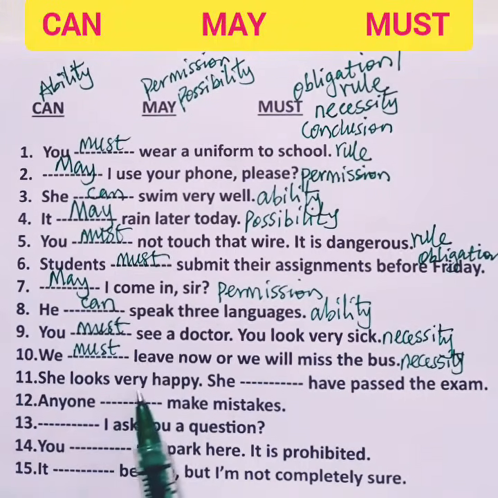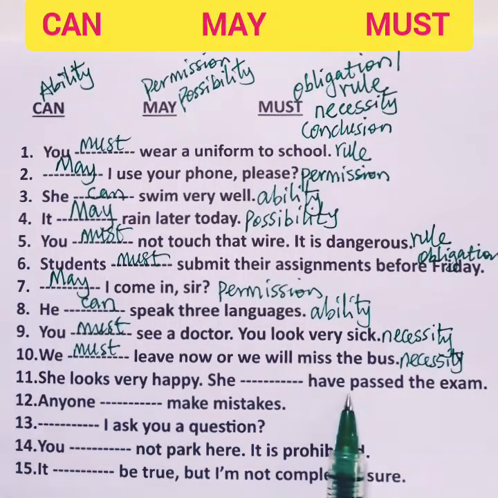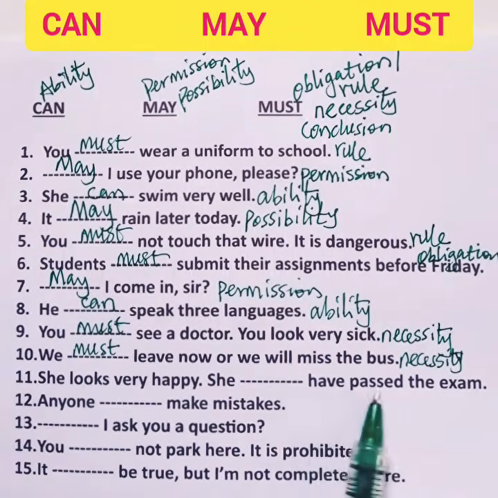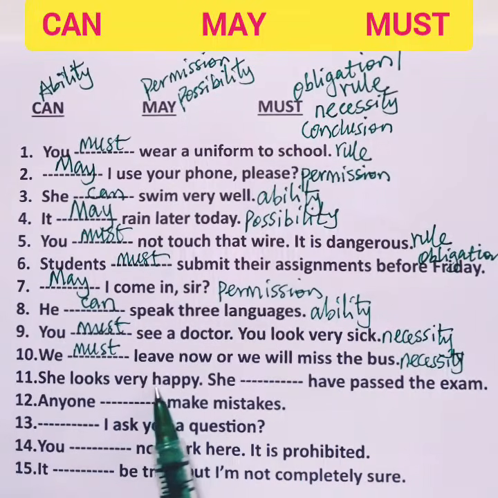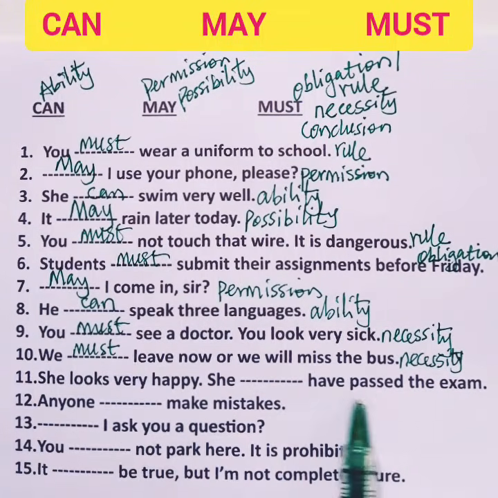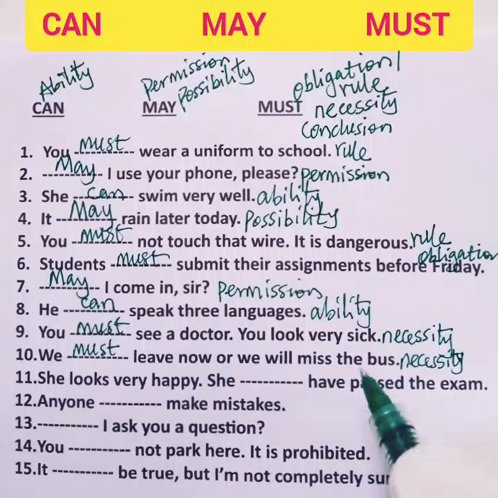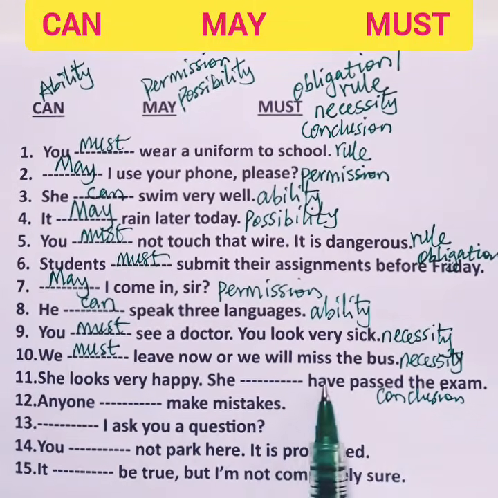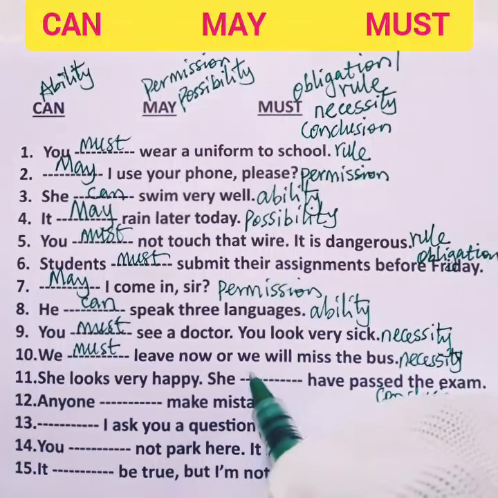11. She looks very happy. She blank have passed the exam. Here it's all about my conclusion. I feel that the happiness is based on the fact that she has passed her exam. So this is about conclusion. So if you are expressing conclusion, use must.